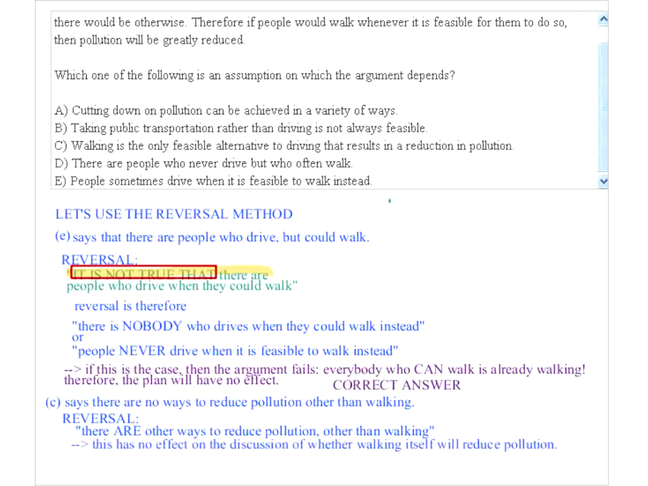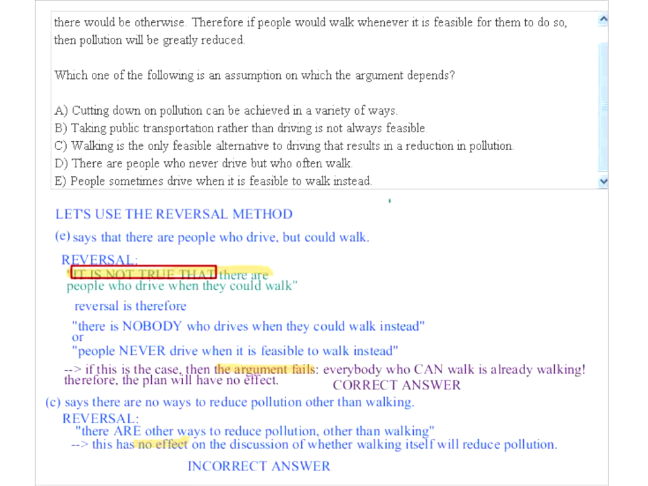In other words, if I'm just saying there are alternative ways of reducing pollution, that doesn't have any effect either way on the effect of walking. It's kind of like what we said about drugs. If I have a drug that kills pain, and if you tell me there are 25 other drugs out there that also kill pain, that doesn't have a negative effect on my first claim. I mean, if my drug kills pain, it still does, even if there are 25 other ways to do it too. So this has no effect, so that's an incorrect answer. This one causes the argument to fail if you reverse it, so that's a correct answer. All right, let me see faces here.